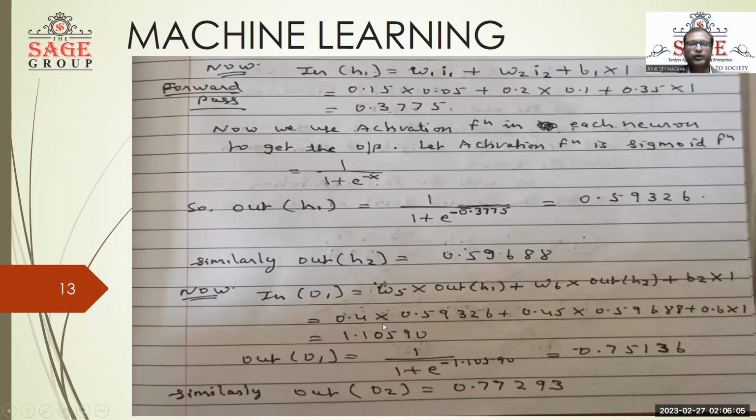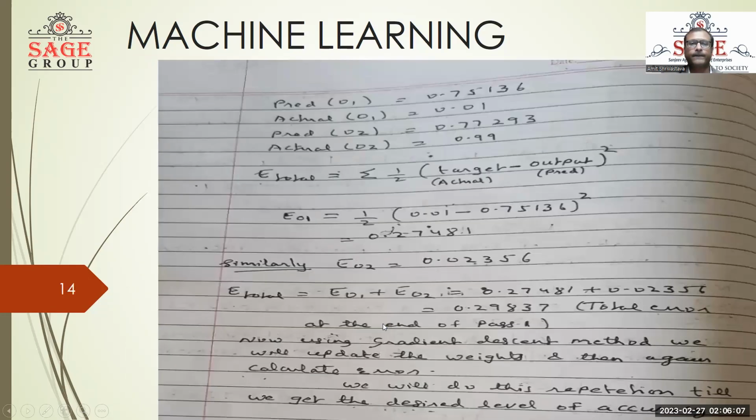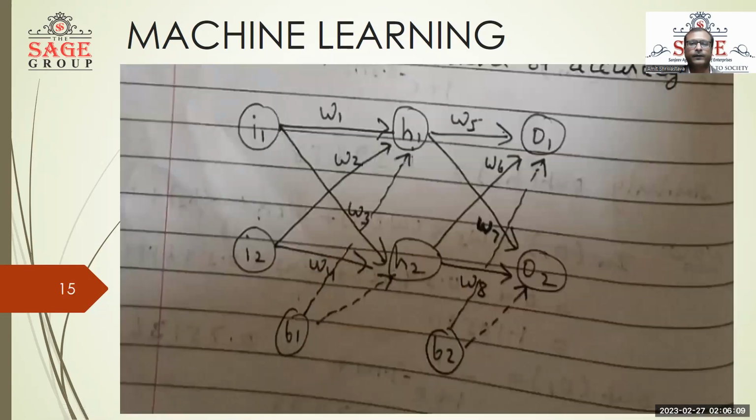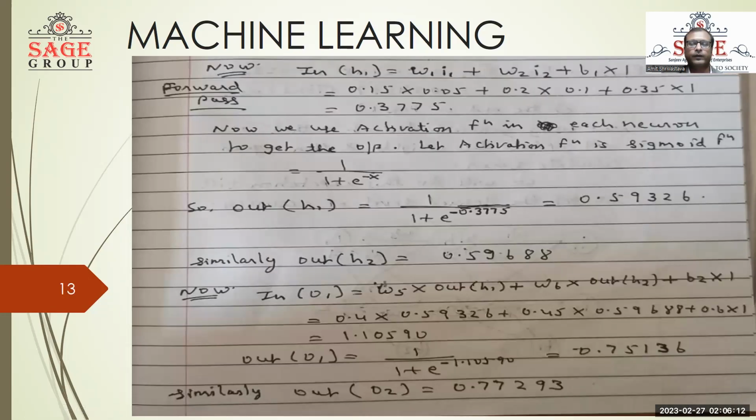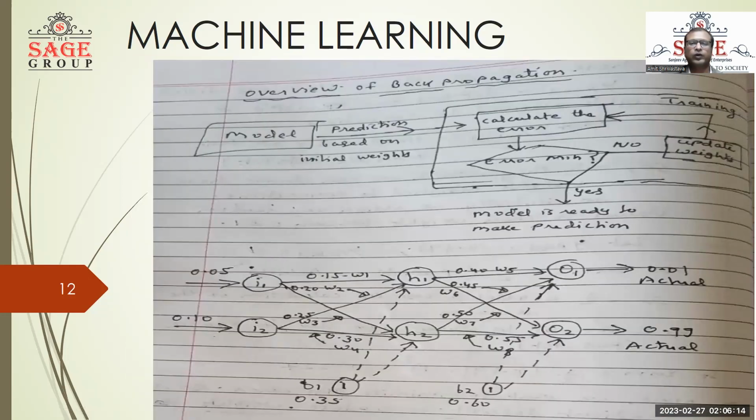You are going to understand how exactly this backpropagation technique works. Suppose this is my input layer, neurons I1 and I2. This is my hidden layer, neurons H1 and H2. And this is my output layer, neurons O1 and O2.